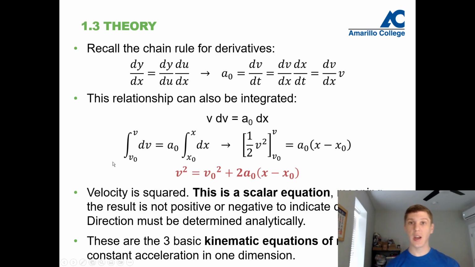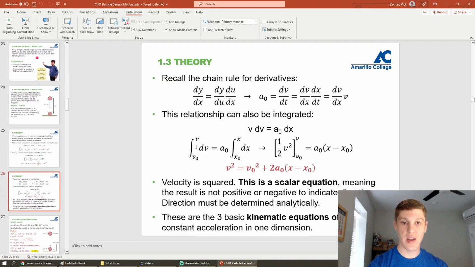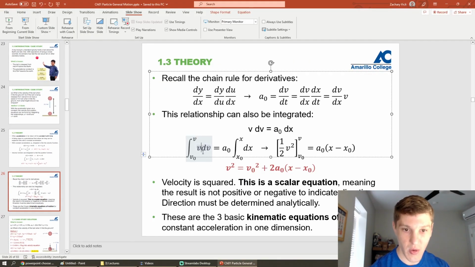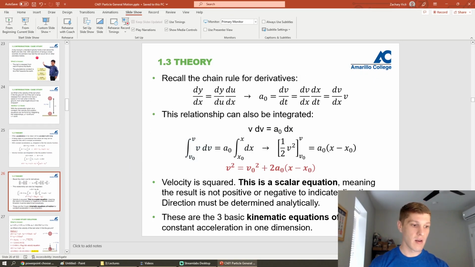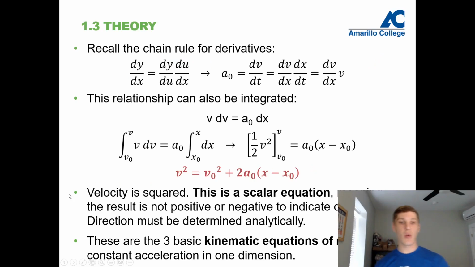So I'm integrating once again using the definite integral strategy, from some initial velocity to a final velocity. I apologize, there's a mistake in that. I can fix it. That should be the integral of v dv, and then we're integrating once again some constant acceleration from an initial position to a final position. When I integrate v with respect to v, I get 1/2 v squared, evaluated at some velocity v and some initial velocity v naught.